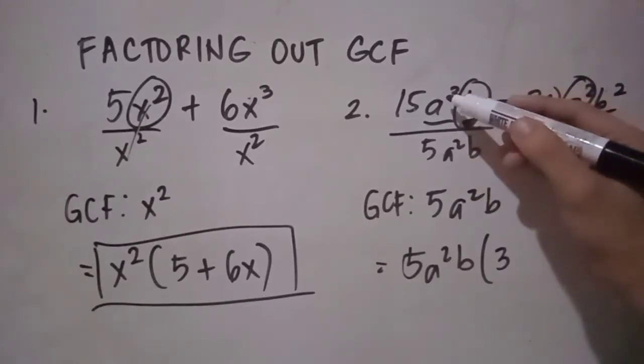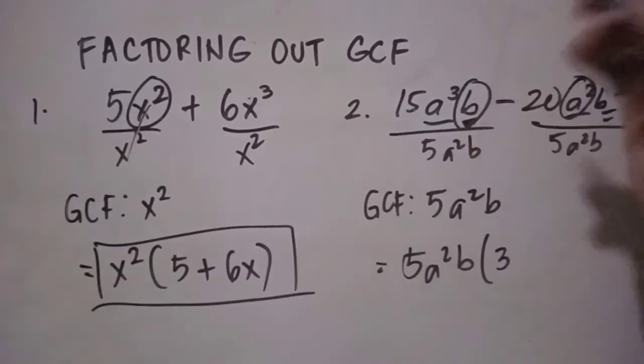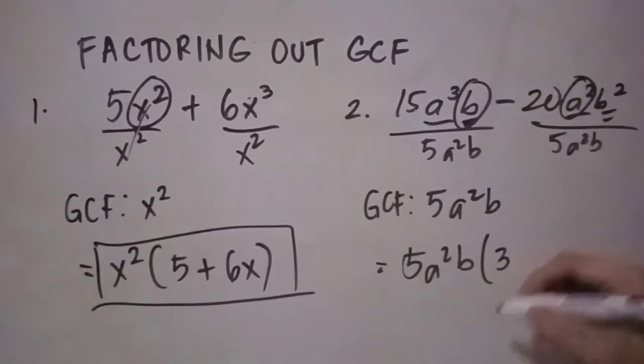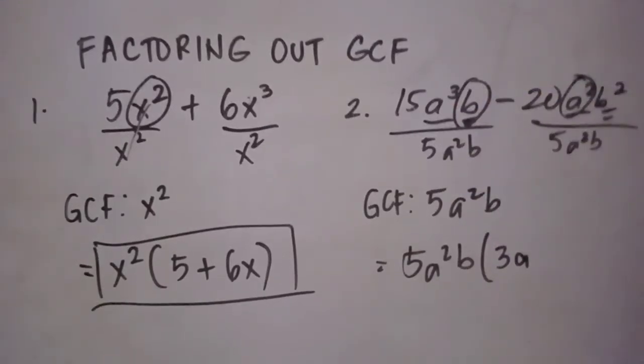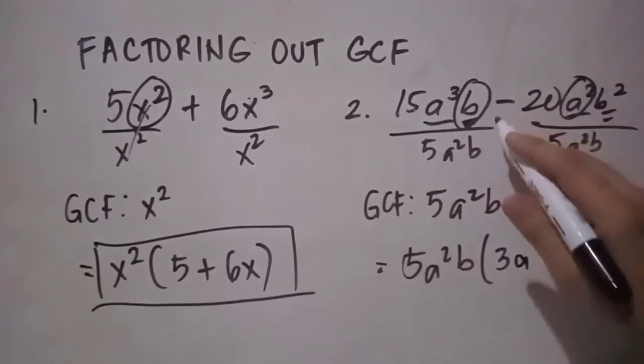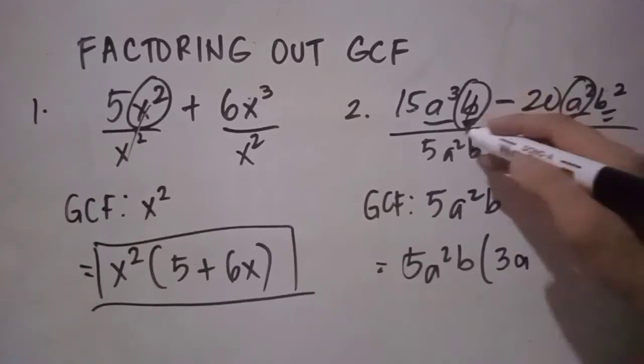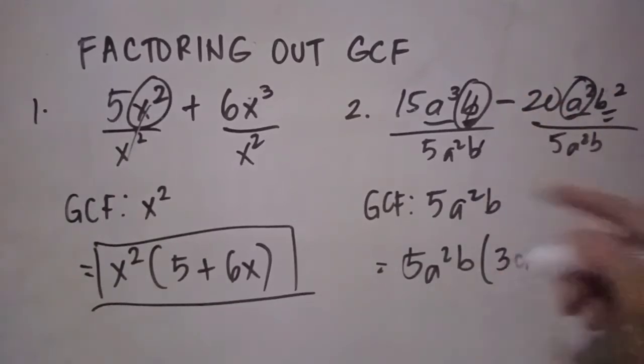a cubed divided by a squared. So, mawawala yung 2 dyan. So, 3 minus 2 is 1. a to the first power or simply a na lang. Tapos, b divided by b. So, wala na yan. Okay? So, wala nang b. Cancelled out na yan.